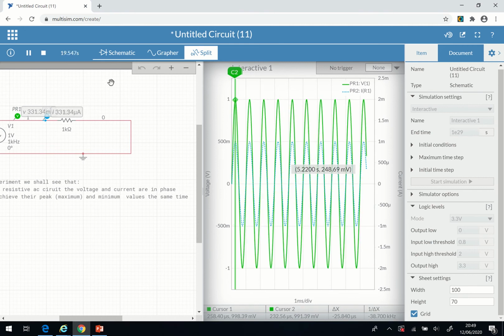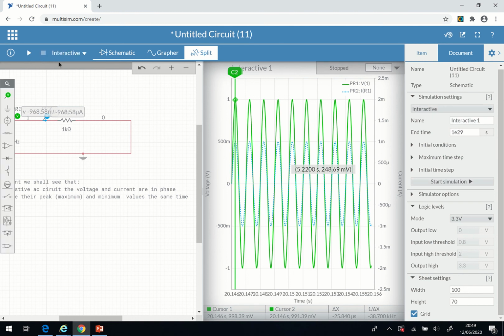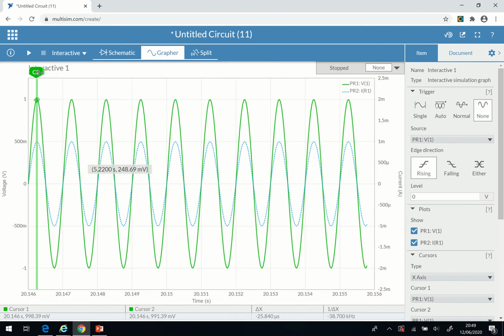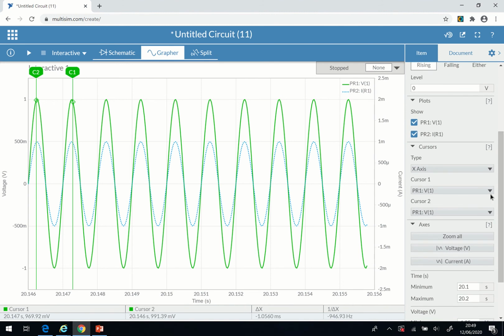I'm going to stop the simulation and go straight to the grapher. Let me change this to cursors. I'll let cursor 1 stay as voltage, and cursor 2 stay as current. So I've got cursor 2 as current, which can measure the maximum value of the current.